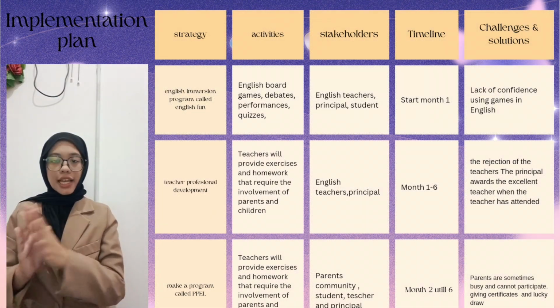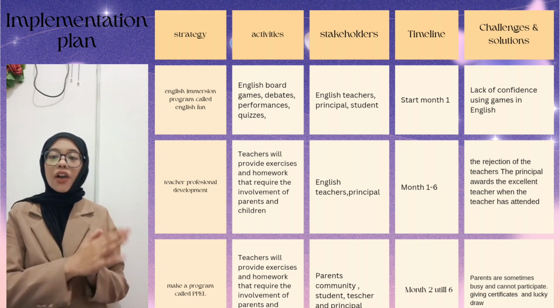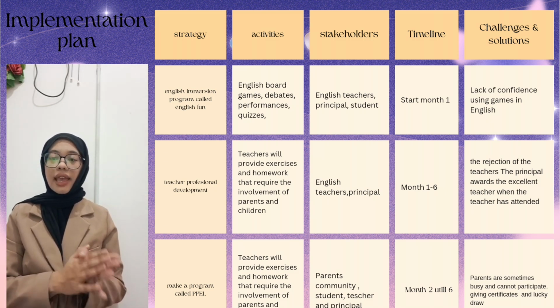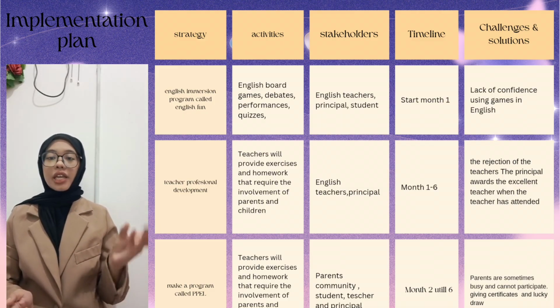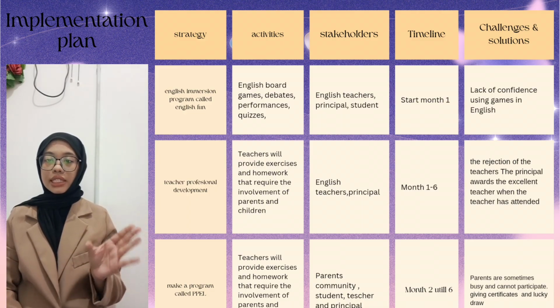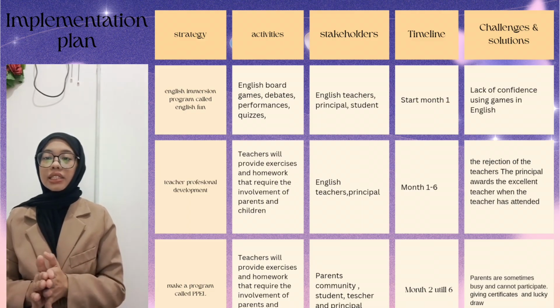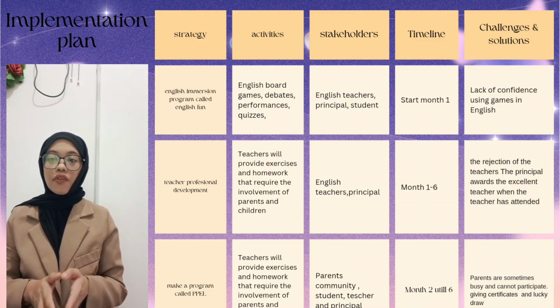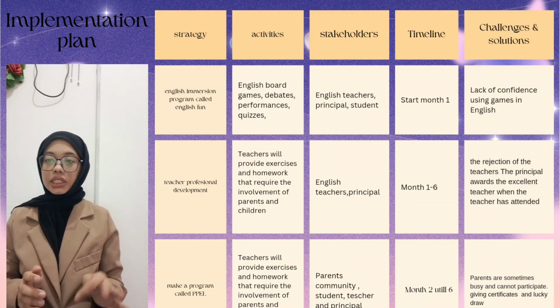Moving on to the next slide, which is the implementation plan. As you can see here, I made a timetable that has the strategy, activity, stakeholder, timeline, challenge, and solution. The first one is the English immersion program called English Fun. The activities are English board games, debates, performances, and quizzes. The stakeholders are English teachers, the principal, and students.